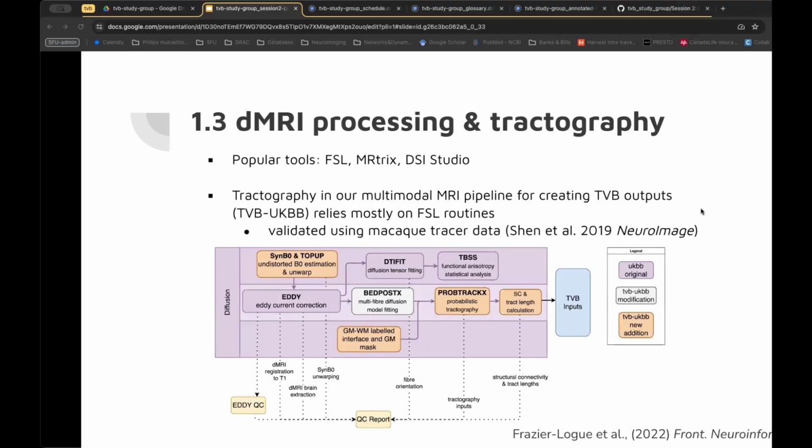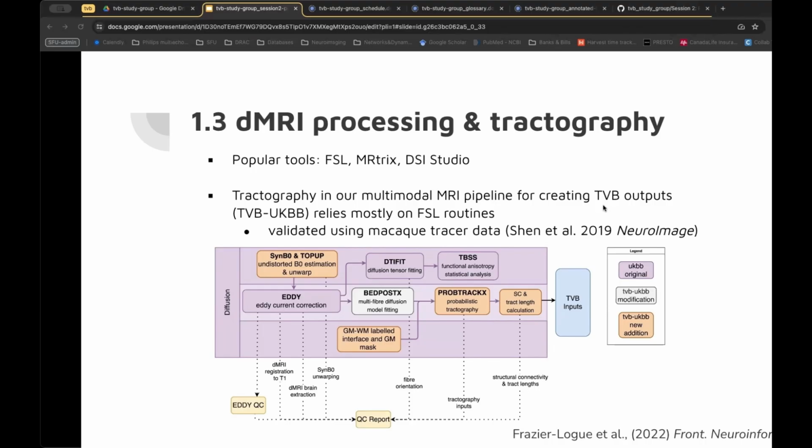Okay. So, in terms of diffusion processing and tractography, there are some popular tools that you may already be familiar with. There's FSL. There's a really nice full package in FSL that handles both the cleaning of diffusion MRI and also the tractography steps. MR-Trix is a very popular tractography toolbox. There's also DSI Studio that I have not ever used, so I can't really comment on it, but I do believe that it's quite popular as well.